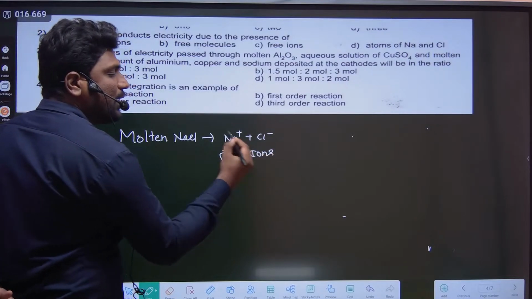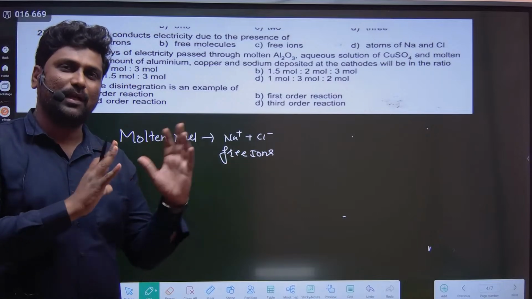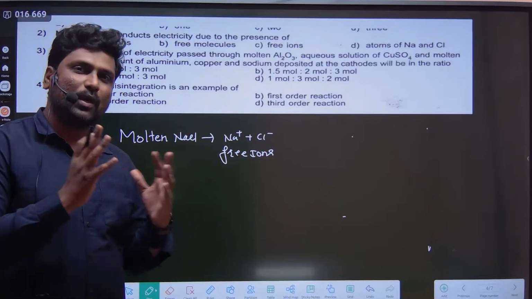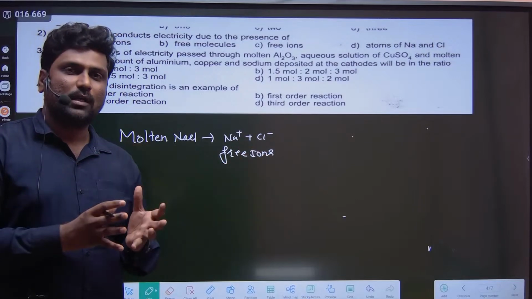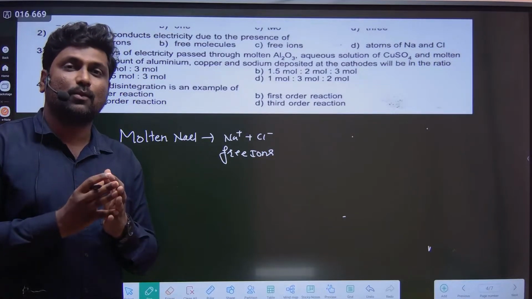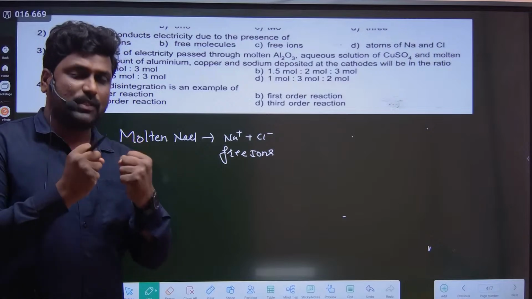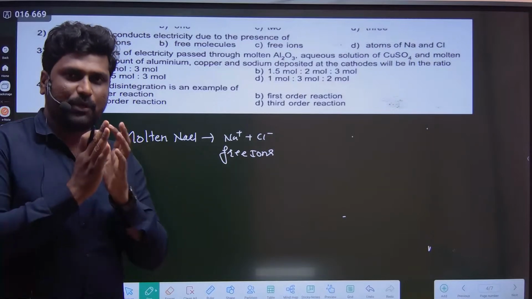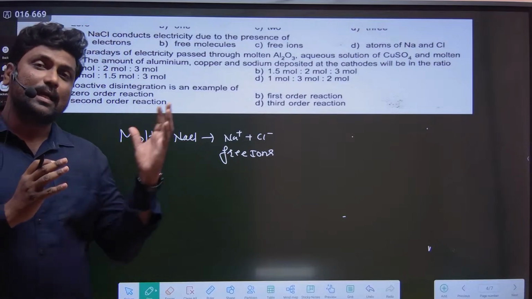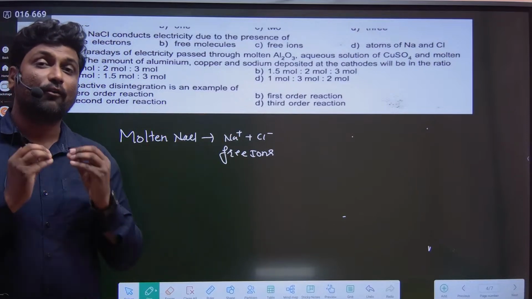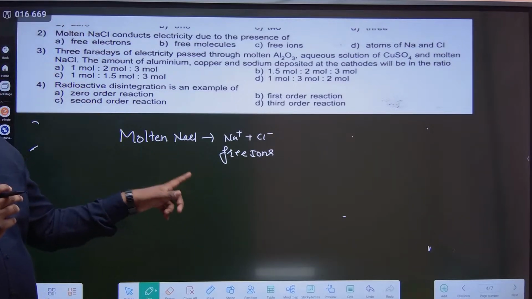Because of these free ions, they undergo oxidation and reduction at the respective electrodes, that is cathode and anode. So these are responsible for conducting electricity. In the molten state we get free ions to conduct electricity, because the electrostatic forces of attraction are broken down and the electrolyte separates into cation and anion. So any molten electrolyte conducts electricity because of its free ions. This is coming from chapter 2, electrochemistry.